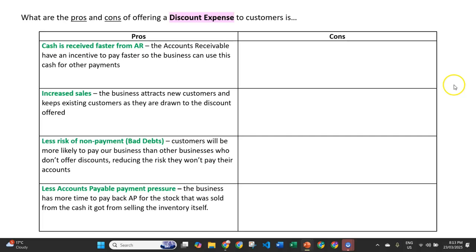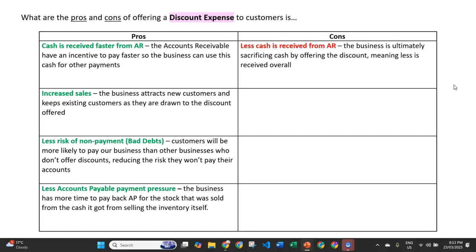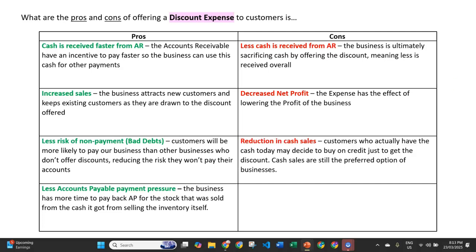Well, what are the arguments or the negatives of offering discounts to customers? By definition, by giving a customer a discount, we're accepting less cash from the account receivable. So we're ultimately sacrificing cash. We also saw that it's an expense, so therefore an expense will decrease net profit. There'll probably be a reduction in cash sales. When you think about it, if a customer came in today and they know that we offer credit sales, what incentive do they have to pay today with cash? And we'd actually prefer cash sales because with cash sales, we get the money immediately.